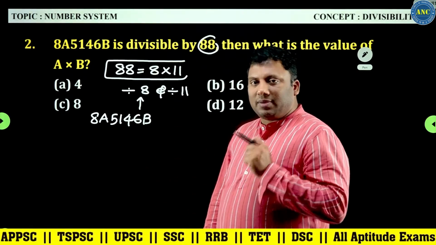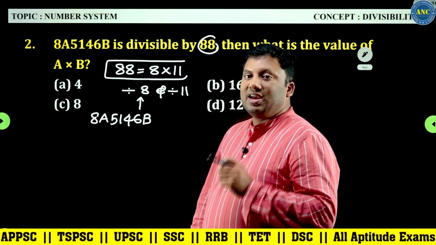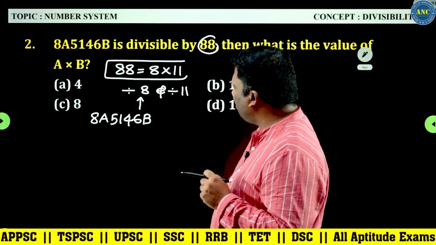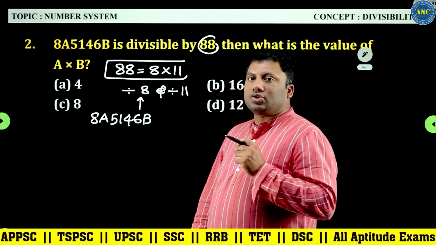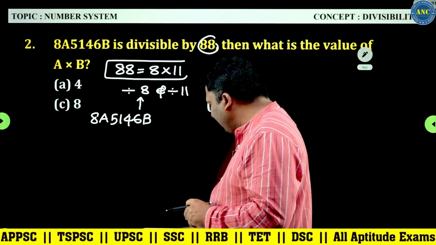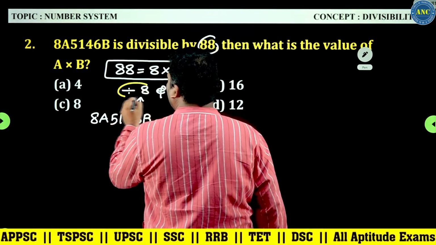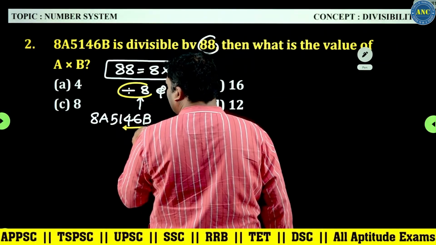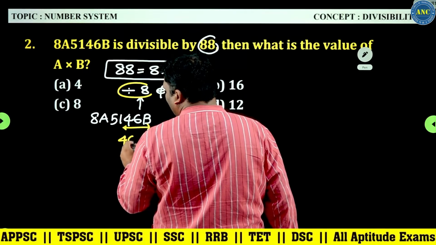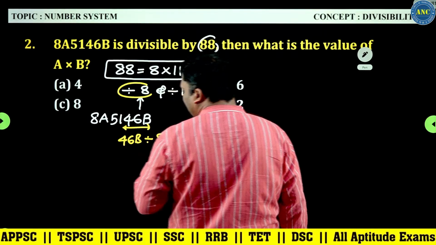8A5146B. This number is given. So there are 2 numerical values which are missing, right? We have to find out the 2 numerical values, and the answer should be divisible by 8 and 11. What is the divisibility rule of 8? Last 3 digits should be divisible by 8. 46B should be divisible by 8.